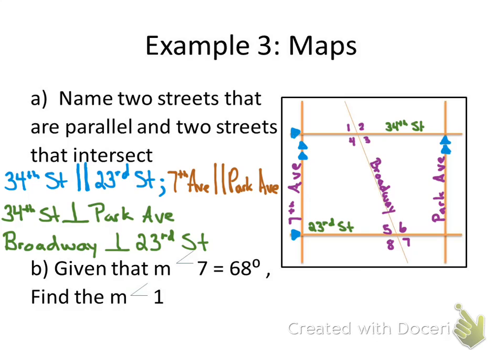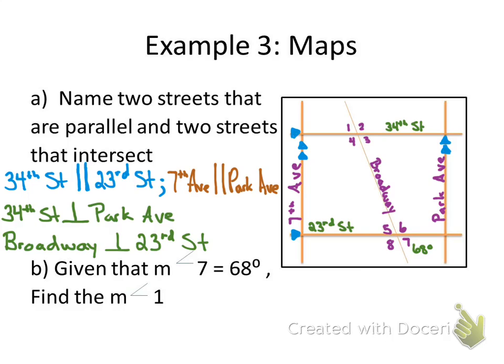All right, now let's look at example B. Given that the measure of angle 7, and I just fixed that angle sign. I don't know why it messed up again. Given that the measure of angle 7 is 68 degrees, find the measure of angle 1. All right, so I know angle 7 is 68 degrees. What is the corresponding angle to angle 7?